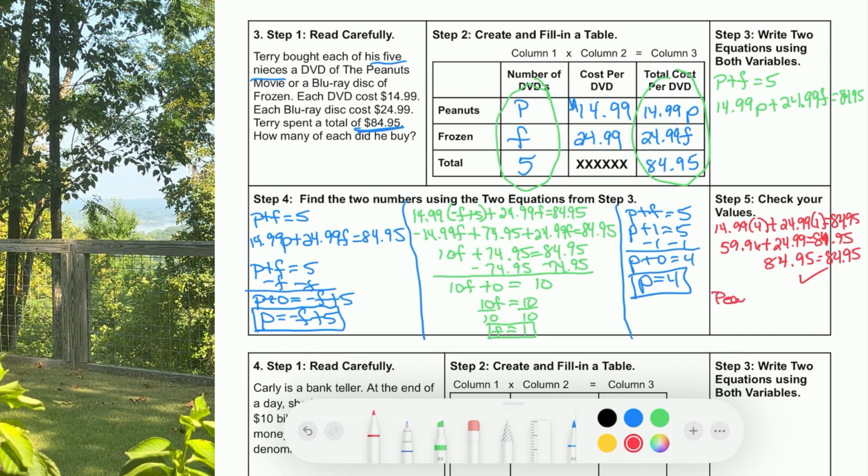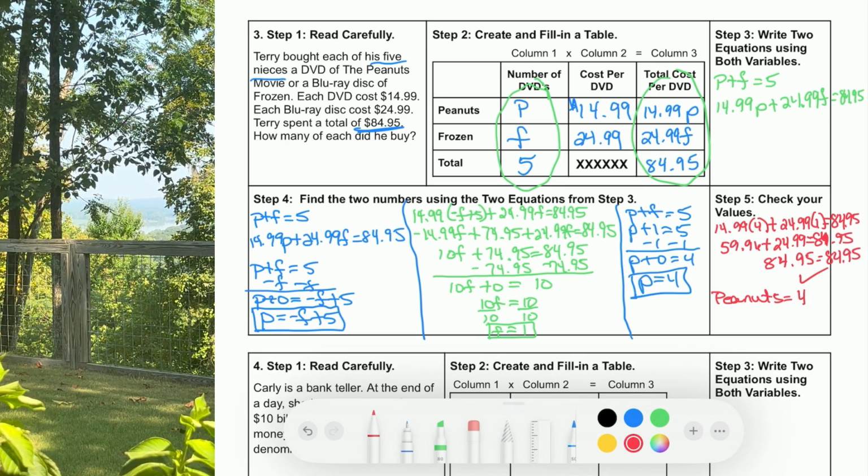All right, so Peanuts movie, Terry bought 4. And the Frozen movie, Terry only bought 1.